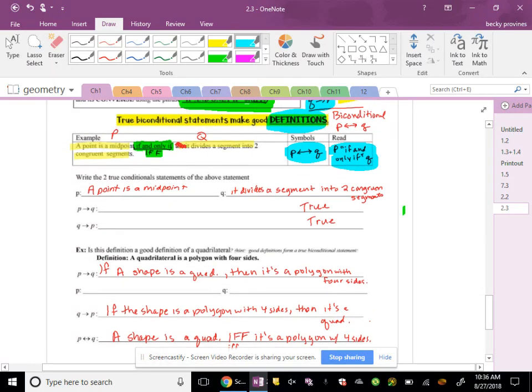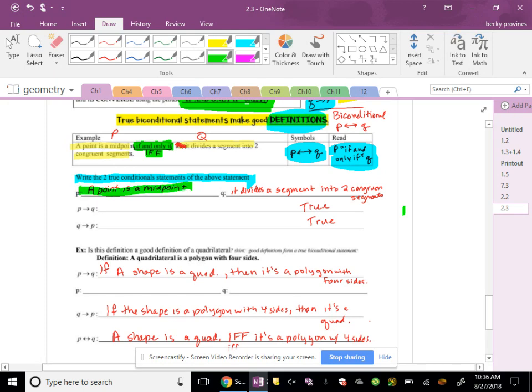All right, so it says, write a true conditional statement for the sentence above. Okay, so we already kind of talked about this. Let's change colors. I don't know if you can see this purple. Ooh, that's kind of bad. Let's go back to green.